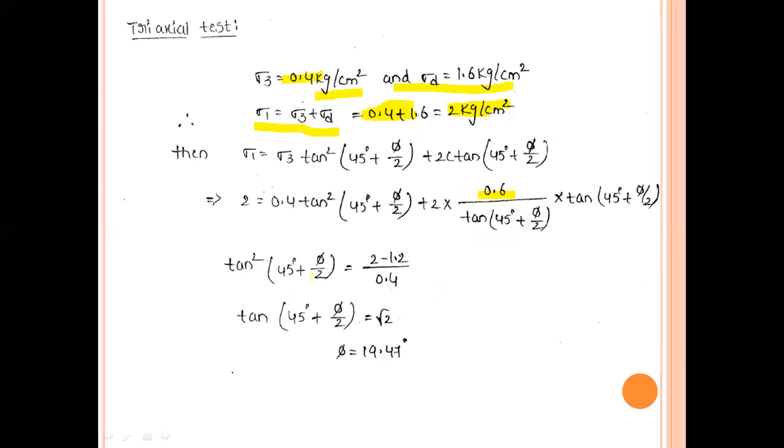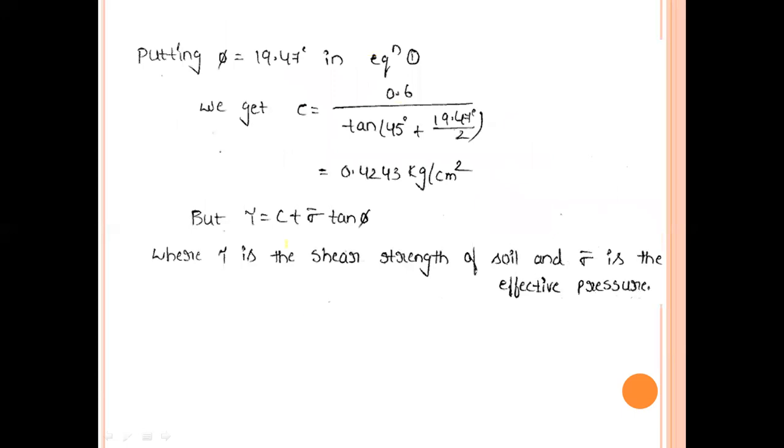Then tan square of 45 degrees plus phi by 2 equals (2 minus 1.2) by 0.4. Then tan of 45 degrees plus phi by 2 equals root 2. Then phi equals 19.47 degrees. Putting the phi value of 19.47 degrees in equation 1, we get c equals 0.6 divided by tan of 45 degrees plus 19.47 by 2, that equals 0.423 kg per centimeter square.